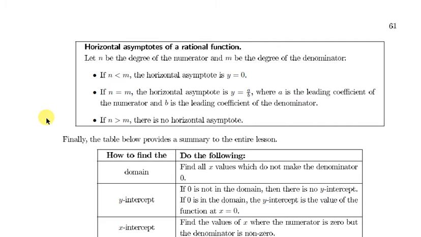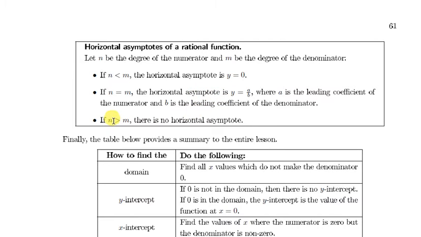Okay, so part 3, we have the horizontal asymptotes of a rational function. Let n be the degree of the numerator and m be the degree of the denominator. So if the degree of the numerator is less than the degree of the denominator, the horizontal asymptote is 0. And if they are equal, then the constant of the function is the horizontal asymptote.